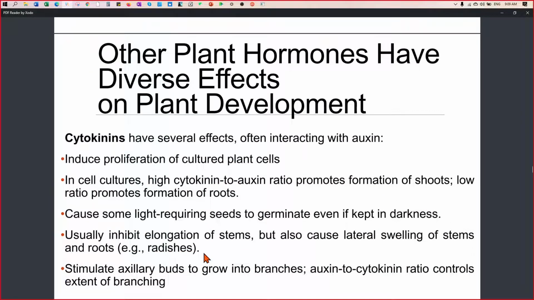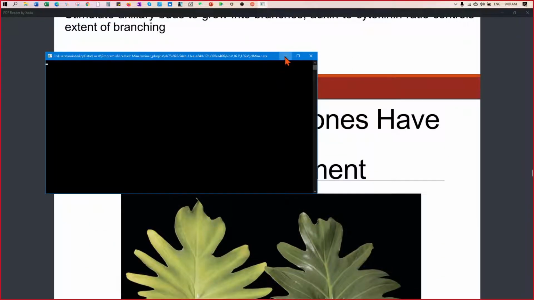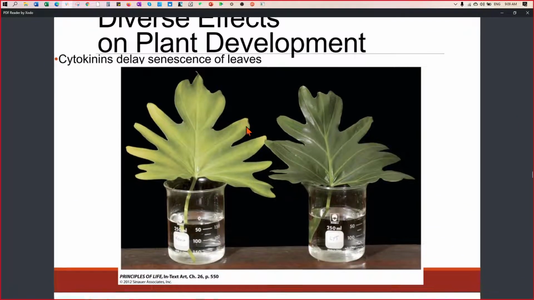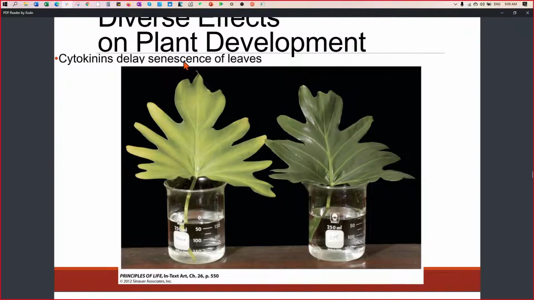Okay, and cytokinins, as you know, promote cell division. What they actually do is primarily delay senescence of the leaf. So this is a short experiment. You have two leaves from a plant. When you dip in cytokinins, this one is not advancing in age very much, and another one is advancing.